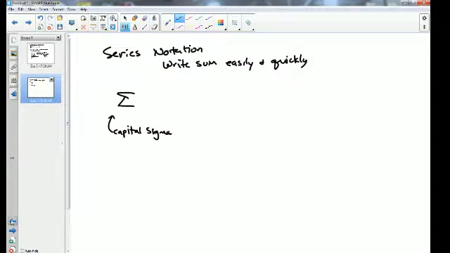Okay. If you're curious about lowercase sigma, I think it's that, if I remember right, but we don't have to worry about it yet.